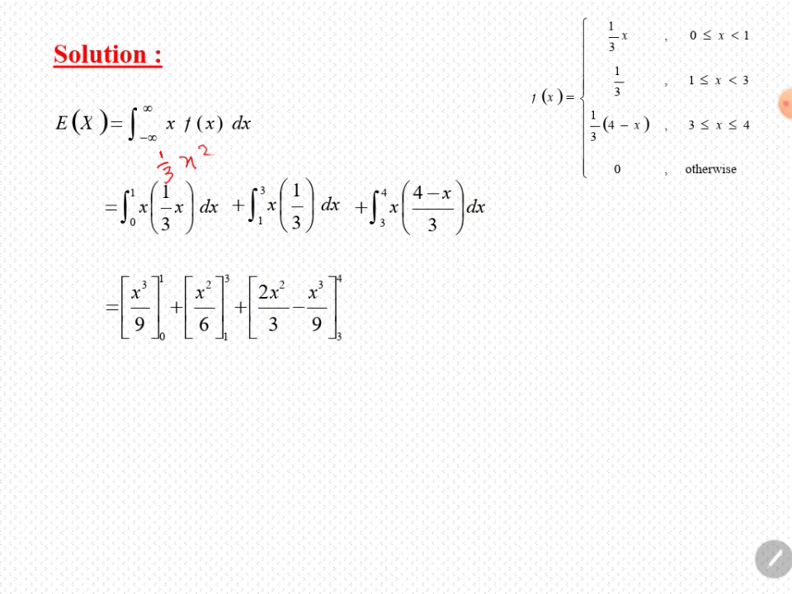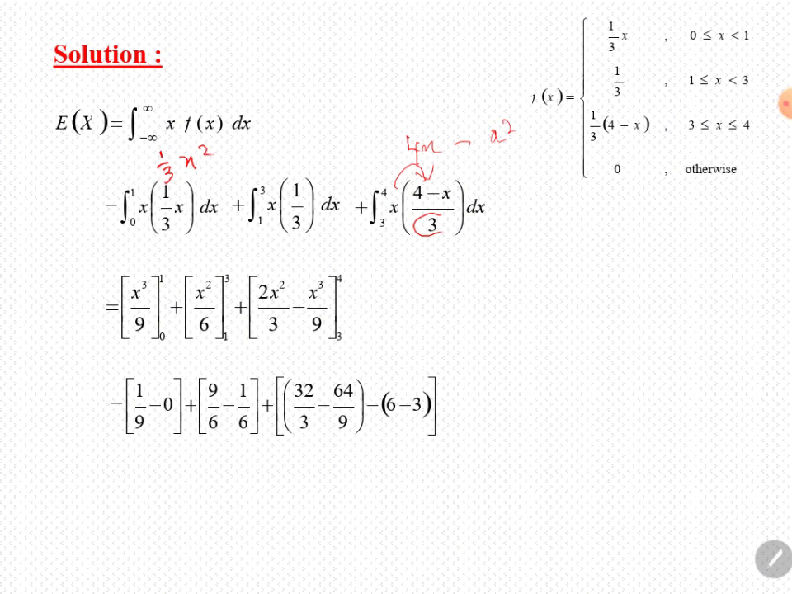And for the last one, we separate these two terms. So what we have is 4x over 3 minus x squared, so this 1 over 3 is just a coefficient outside. So we integrate 4x, we get 4x squared over 2, which is 2x squared, minus x squared integrated, which gives x cubed over 3. So both are multiplied by 3, so we have 2x squared over 3 minus x cubed over 9. And then we just substitute the limits and we get the answer. The expected value is equal to 2.